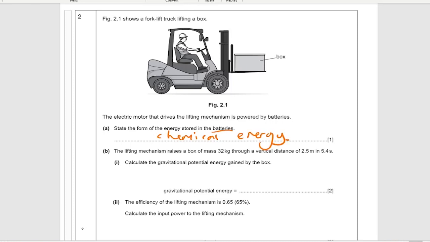So the way that batteries work is they've got two chemicals inside of them. When they are connected via a circuit, electrons will flow through the circuit, which causes a chemical reaction to take place inside of the battery. And so energy is transferred that way. But it is a chemical energy store that's in the battery. It's technically chemical potential energy, but chemical is fine. Let's put the proper one now.